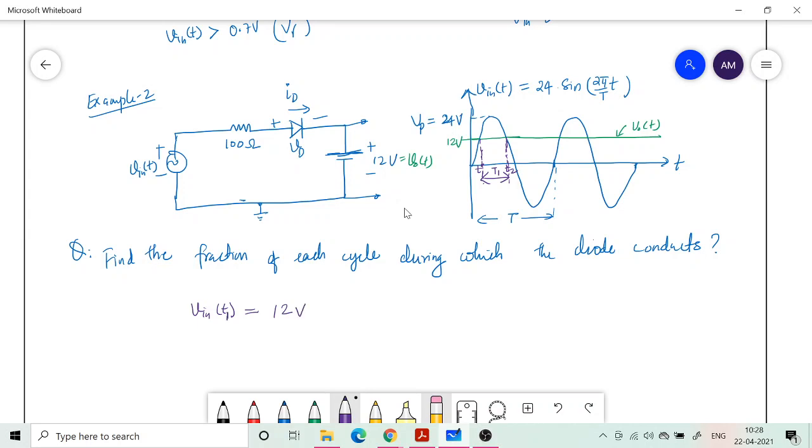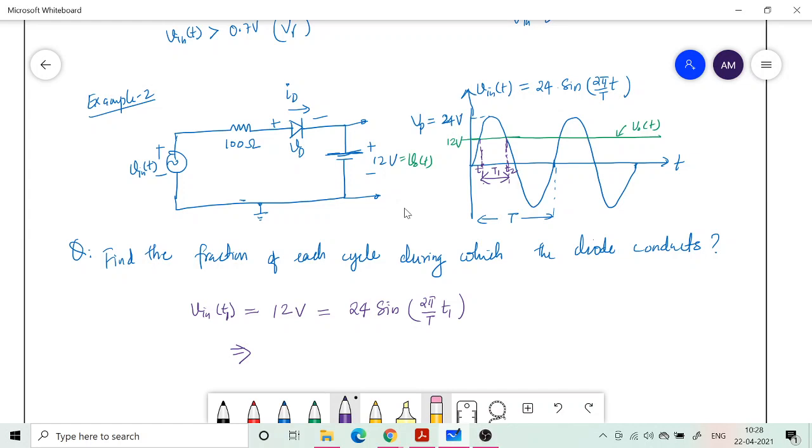So t1, okay, it becomes 12 volt at what point of time? The point of time at which it is going to become 12 volt is found out by 24 sine 2 pi by T into t1. Everybody understand what I wrote here?